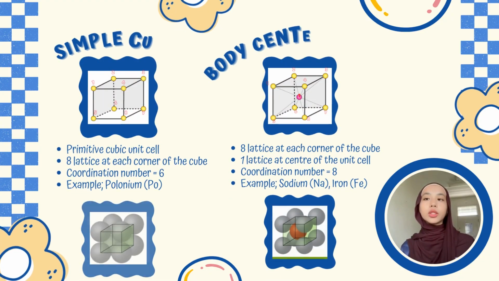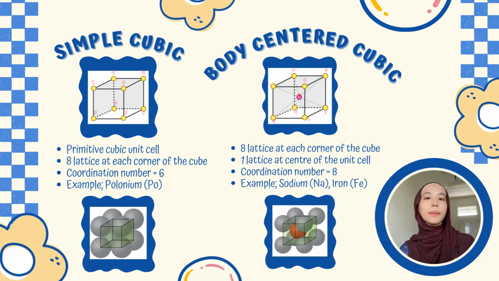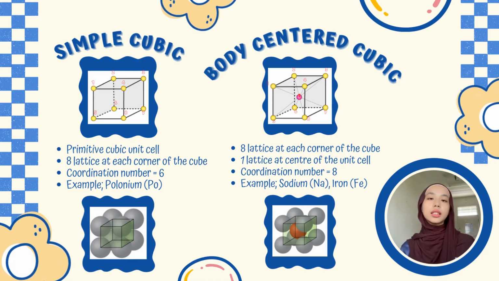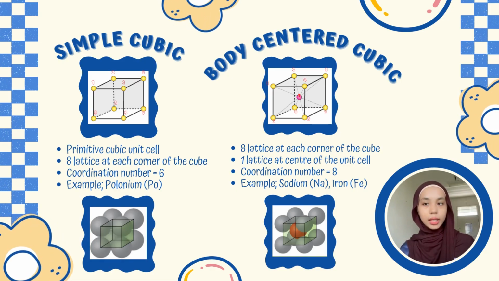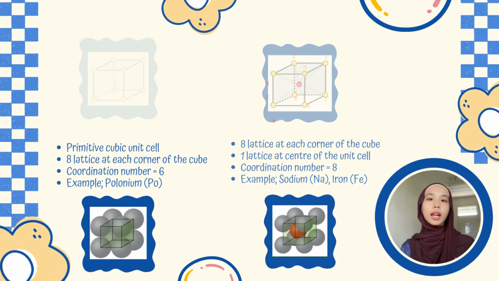This is simple cubic structure. Atoms are only at the corners of the cube. The coordination number is 6. An example is polonium. Next is the body-centered cubic structure. Atoms are at the corners and one at the center. The coordination number is 8. Examples are sodium and iron.